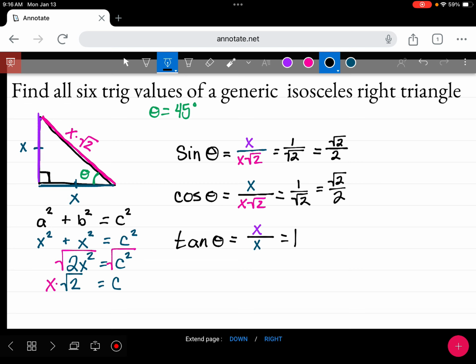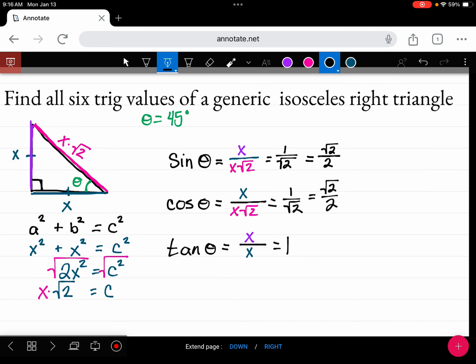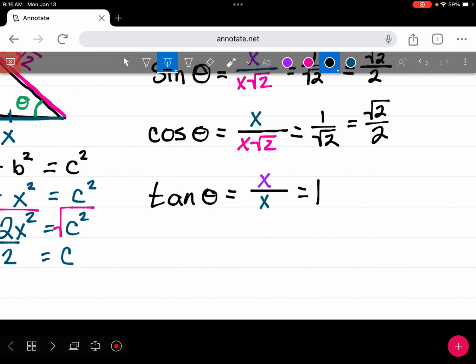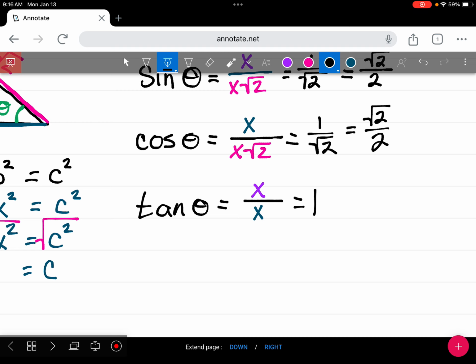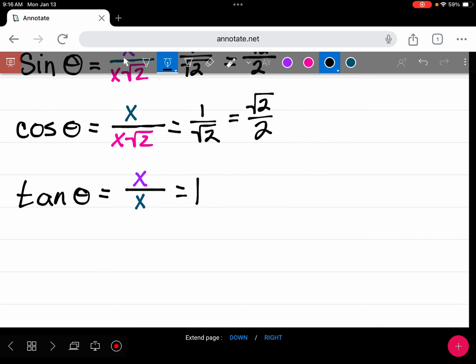So questions on these 3 before we do the other 3? Just because I know these are weird. And I get that. Okay. So let's do our partner ones that go with it. I'm going to put them down at the bottom just because I'm going to run out of space if I don't.